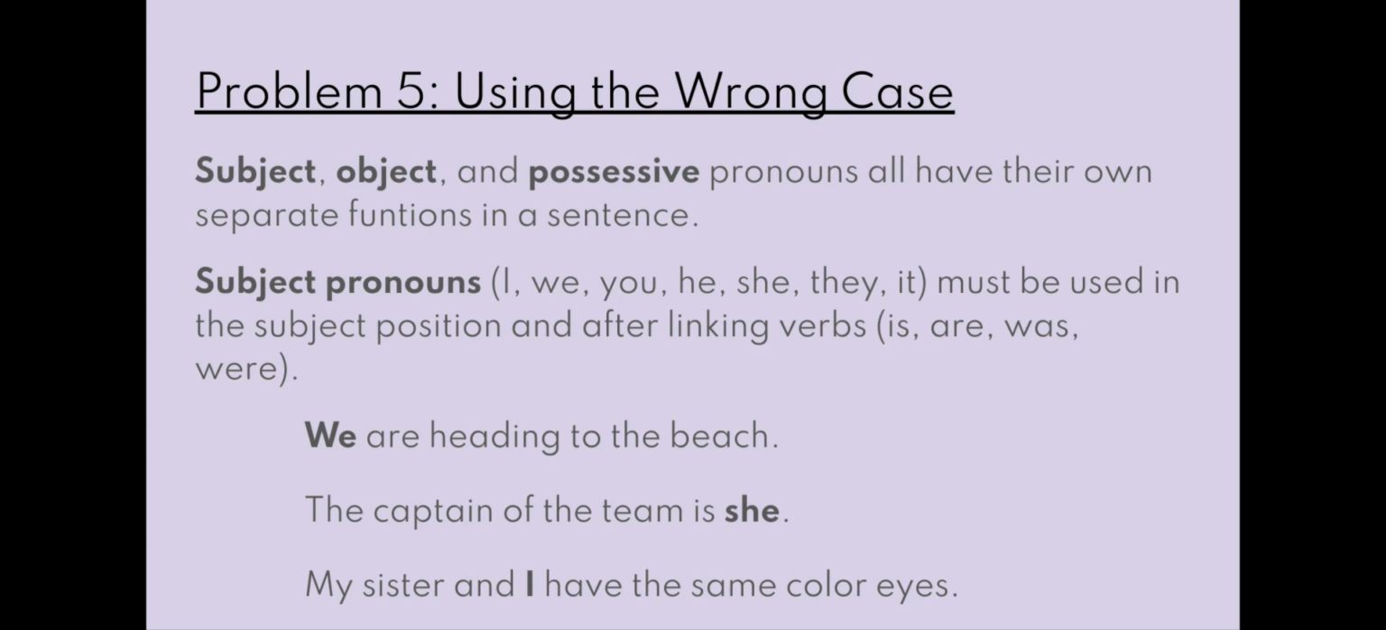The same rules apply when you have a compound subject. My sister and I have the same color eyes. It would be incorrect to say my sister and me, because me is an object pronoun. Another way to think about this is to pretend that the other part of the compound subject isn't there. We would never say, me have the same color eyes, but we would say, I have the same color eyes. So that's a good way to check when you have a compound subject.